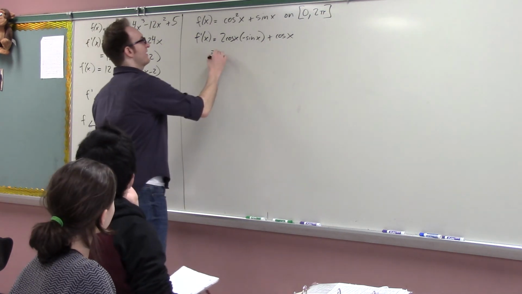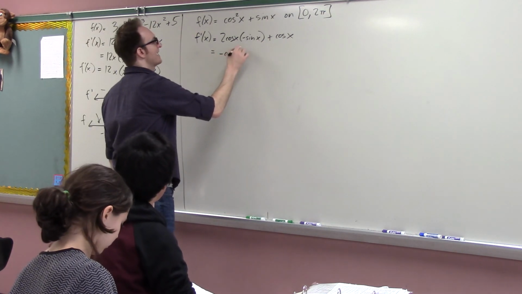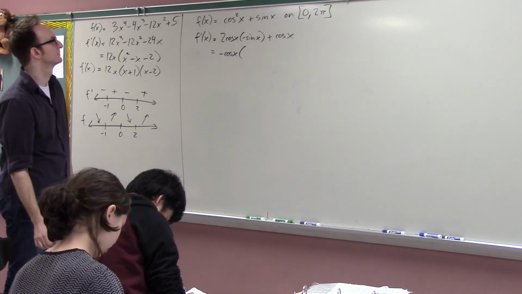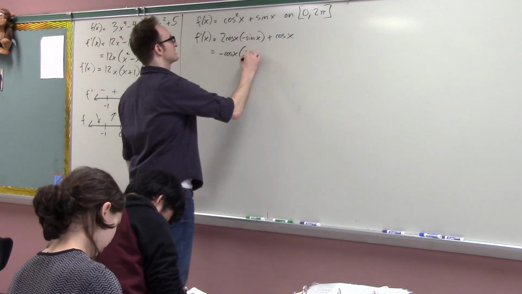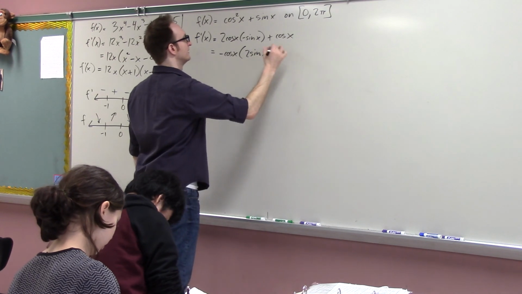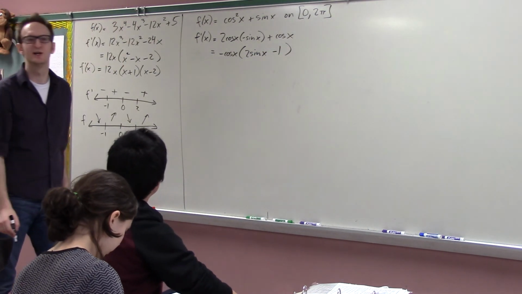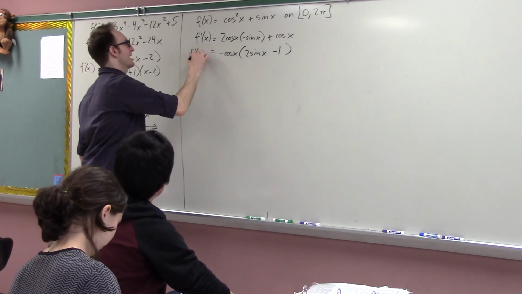So if I factor out a negative cosine x, then I'm left with 2 sine x minus 1. Serious people check to make sure they have factored correctly. Yup, looking good. Alright, so this is my derivative.